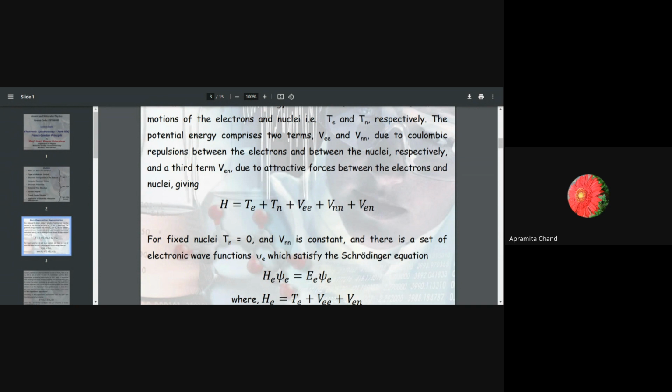Both the contribution from kinetic energy and the three contributions from potential energy can be added up to form the Hamiltonian. If the nuclei are fixed, then they will not have any kinetic energy, so the Tn term can be zero, and VNN will be a constant. So nuclear repulsive forces will be constant for fixed nuclei. There is a set of electronic wave functions which will satisfy the Schrodinger equation, and ultimately the first equation condenses to Te, VEE, and VEN.